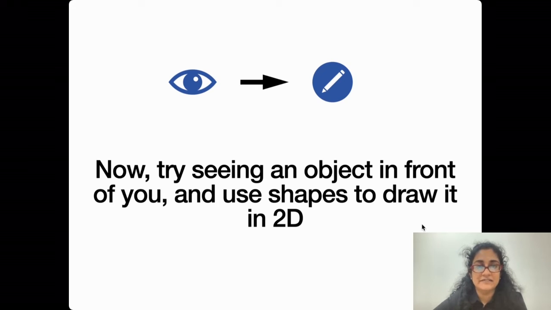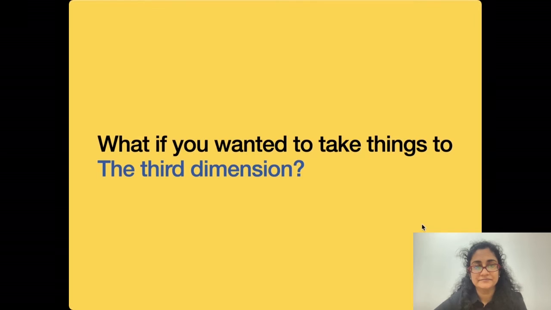Now you can try it yourself. Look around you. Pick any object that's in front of you. Hold it up to its most characteristic shape or side. And now break it down into shapes to draw it in 2D. But this is all fine and flat. What if you wanted to take things to the third dimension? What if you wanted to draw something that was actually 3D? Is it going to be so difficult? Not at all.